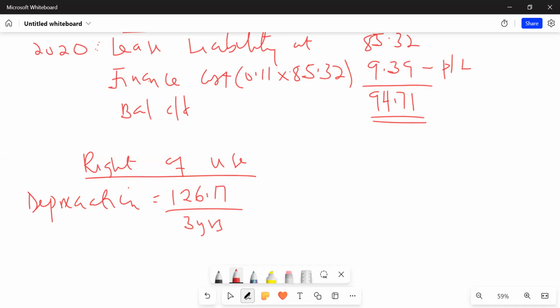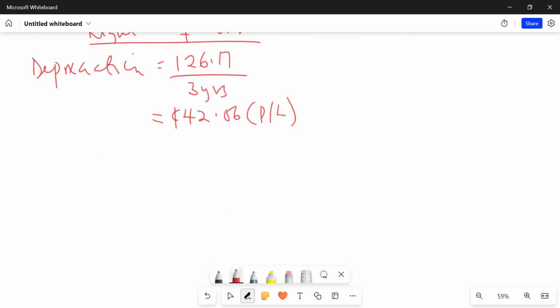What will be the depreciation for each year? 42.06. Okay, or 42.1. We can make it like that, there's no problem. This will also go to profit or loss as depreciation.